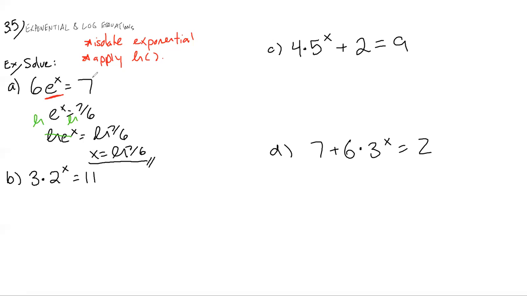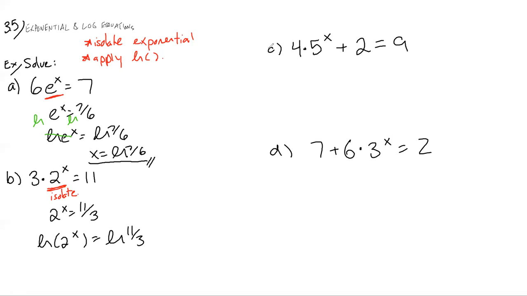So B, I will go ahead again. Notice this one, I've got a base 2, but I'm still just going to apply the ln. So I'm going to start by isolating this thing here. And so what we're going to get is dividing both sides by 3. 2 to the x is 11 over 3. And then even though it's base 2, I'm still going to do a ln of both sides. So I'll still do ln 2 to the x equals ln of 11 over 3.